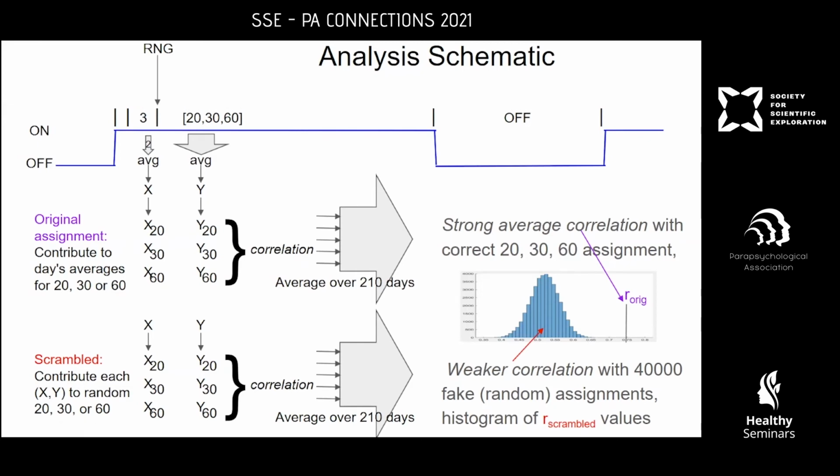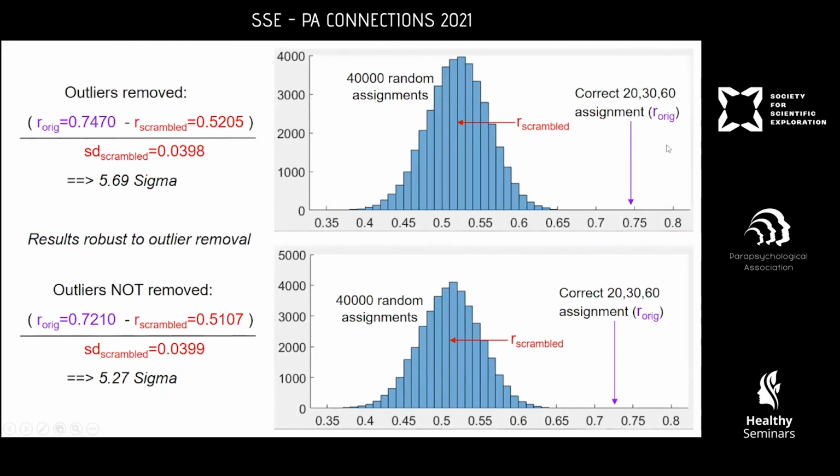So I'm going to move to the next slide. So here, this is that same plot I just showed you, but just bigger. And here I'm calculating a sigma for the original assignment, the correct assignment of the data by duration versus the scrambled assignments. And so the way I've done that is to take the original R value, the correct assignment R value, subtract the R value for the average of the scrambles, and then divide by the standard deviation for those scrambles. And that produces a sigma of 5.69.